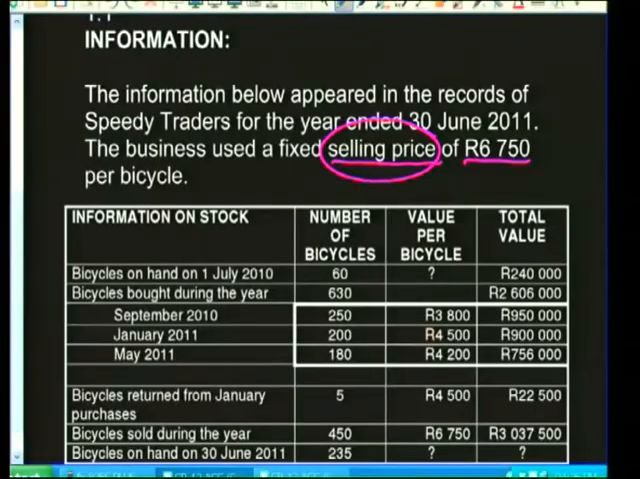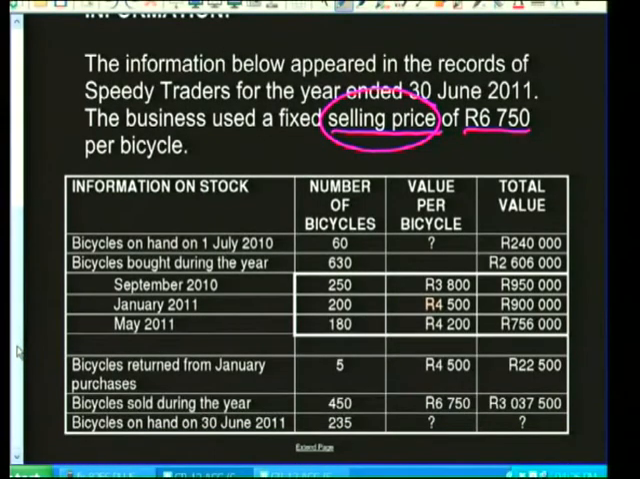We are going to use those 2 terms later on when we calculate the gross profit. Now, if you look at the table that the question has given you, you'll see that we've got a whole lot of information on stock. In the first column we have the number of bicycles. It tells us what our stock of bicycles on hand was on the 1st of July.